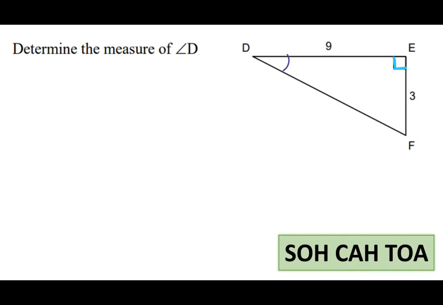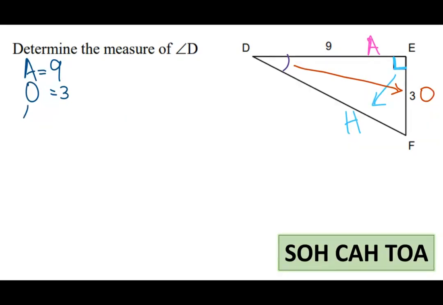So the first thing we will do is label our triangle. The side that is opposite to the right angle is called the hypotenuse. The side that is opposite to the angle that we need to find is called the opposite side. And the remaining side is called adjacent. Let's write down what's given to us. We know adjacent is 9. We know opposite is 3. Let's write down what we need to find. We need to find angle D. Now we need to pick the ratio that has both adjacent and opposite, and that would be tan.